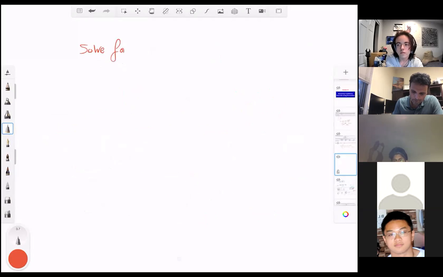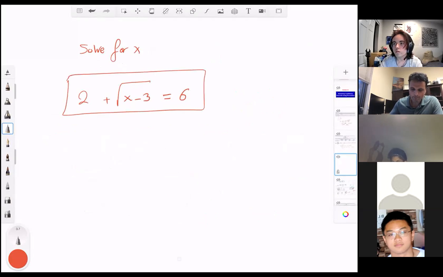Solve for x. We have 2 plus radical x minus 3 equal to 6. So an equation like this is in what I will call advanced algebra. So don't freak out. You need to know the basic way to solve this. There is no challenging question like this in your exam and homework, but you need to have some idea.